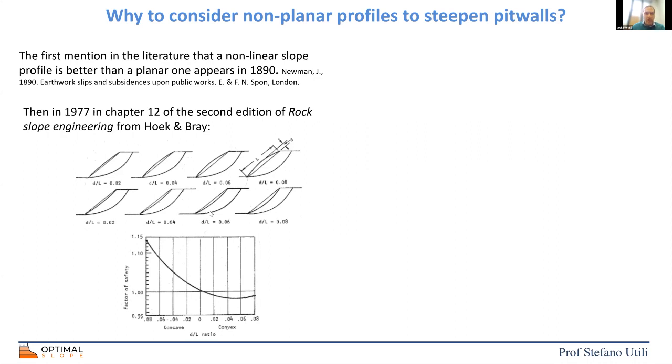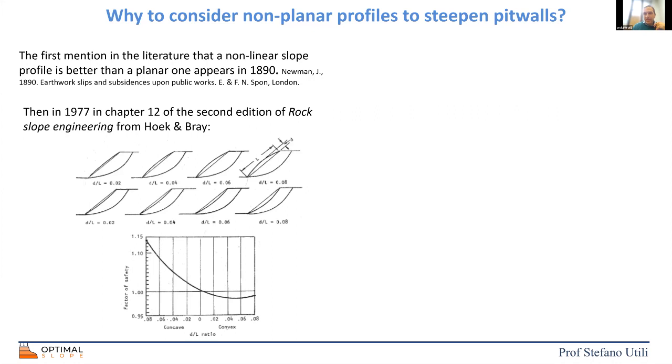So here we are comparing basically slopes with different slope shapes, where the overall inclination is the same. So clearly we can expect that if you change the shape but keep the same overall inclination, what changes is the factor of safety. And this chart simply tells us that there are some shapes better than others, and the planar shape has no particular reason to be any good. It's just one of the possible shapes.